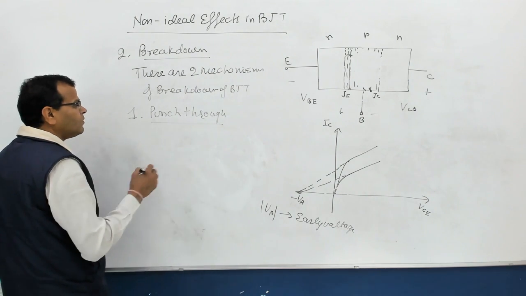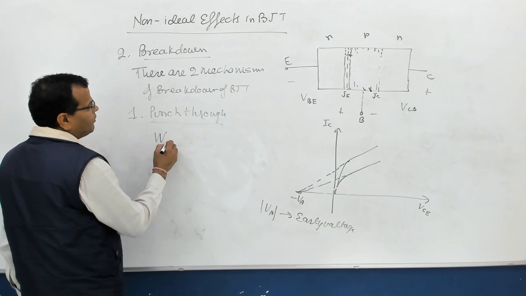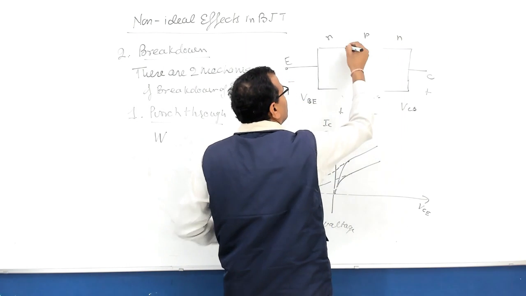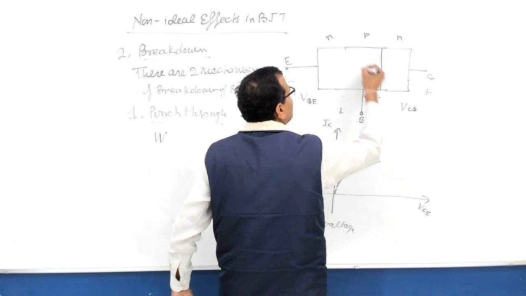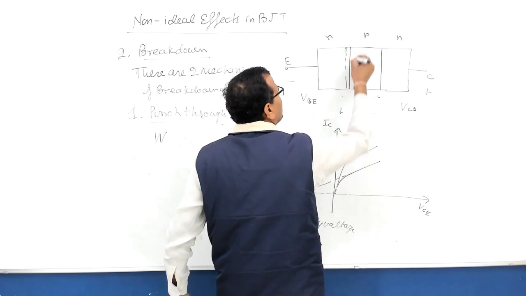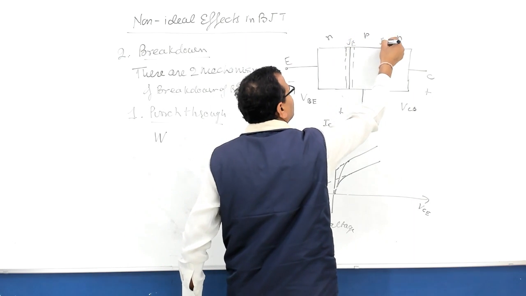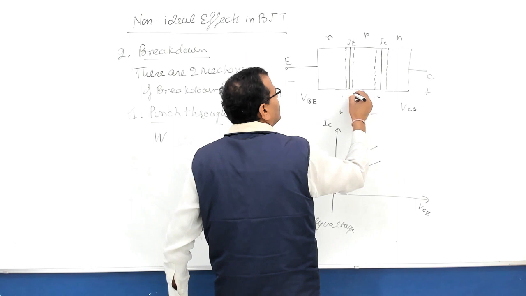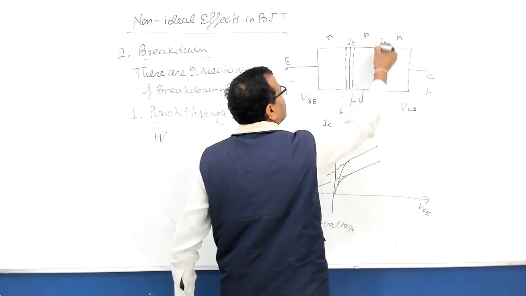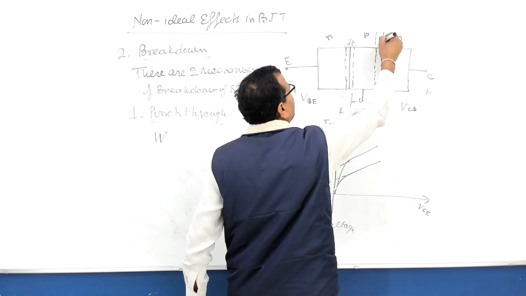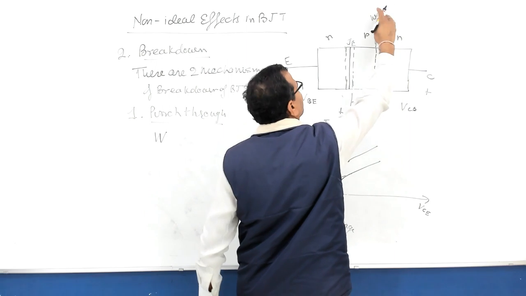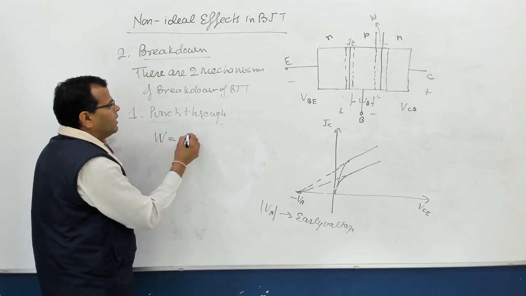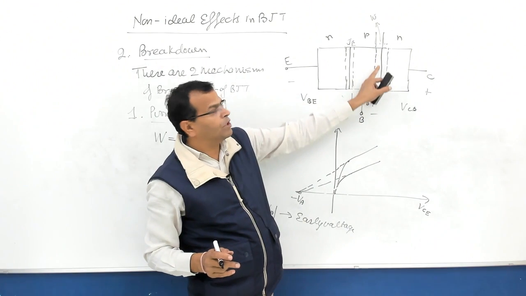Now let us see the voltage. We know the expression for the width of the depletion layer. You can see this is your collector junction. I'll redraw it like this. This is your collector junction here, this is your base, this is your emitter junction, and this is your collector junction. This is the base width, and this is the width of the depletion layer on the base side, W, right? So this is the width of the depletion layer in the base region.